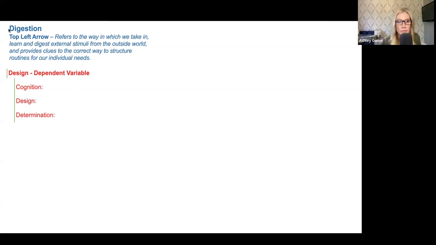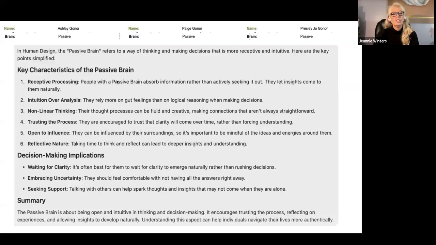Okay. So this is digestion, okay? The top left arrow refers to the way in which we take in, learn, and digest external stimuli from the outside world and provides clues to the correct way to structure routines for our individual needs. It even has to do with the way you digest food, okay? So it's very interesting.